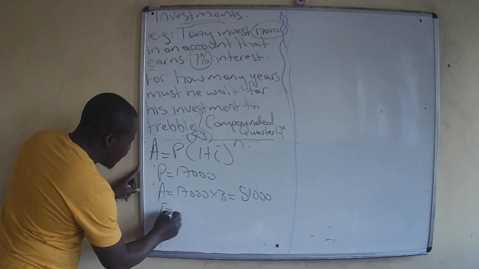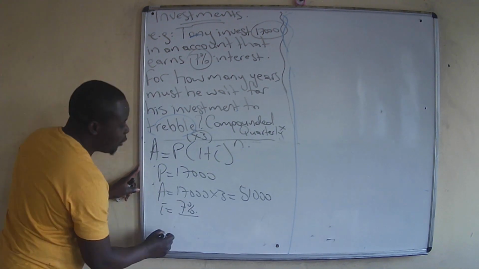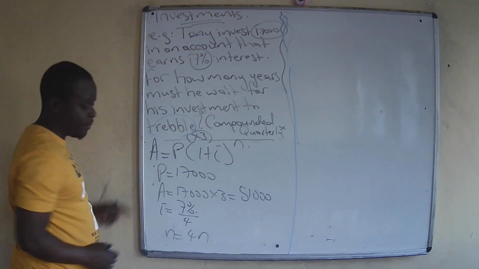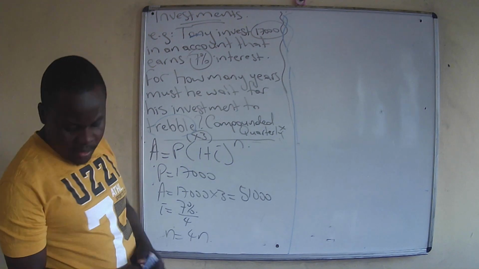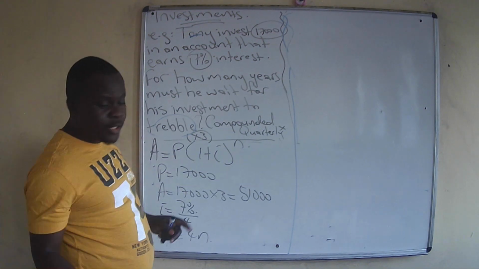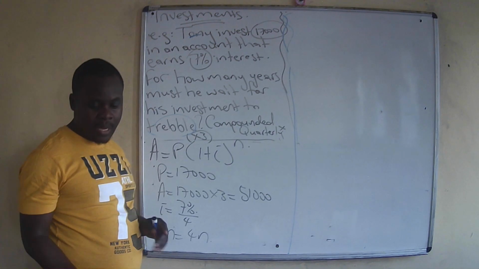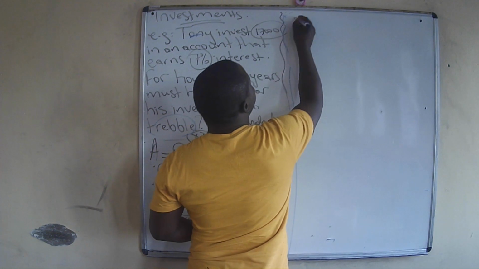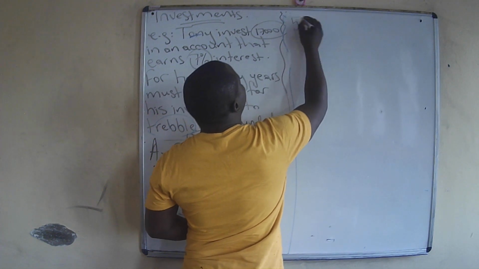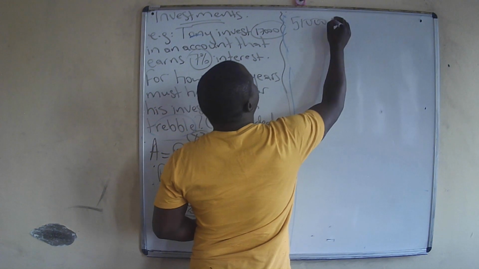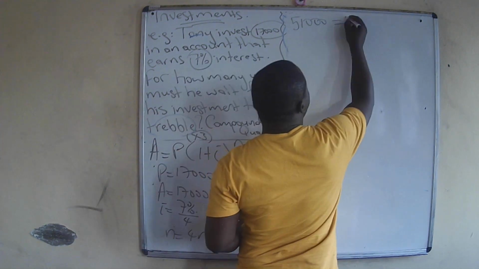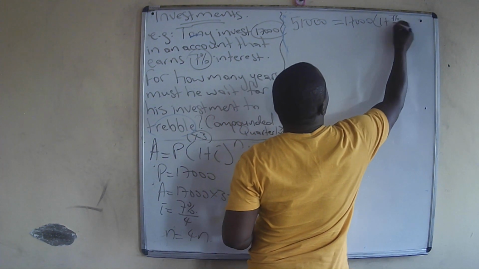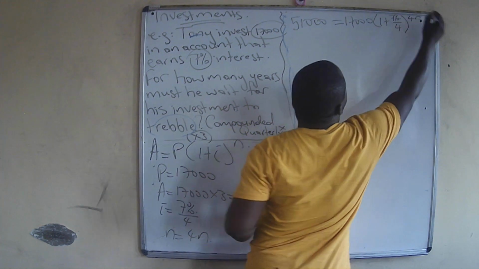Then our i is 7% compounded quarterly, so 7% divided by 4. Then our n in this case is going to be 4n. This is the information we have. The next step, we want to substitute this information into the formula. Our A is 51,000. Our P is 17,000. 1 plus i, which is 7% divided by 4, exponent 4n.